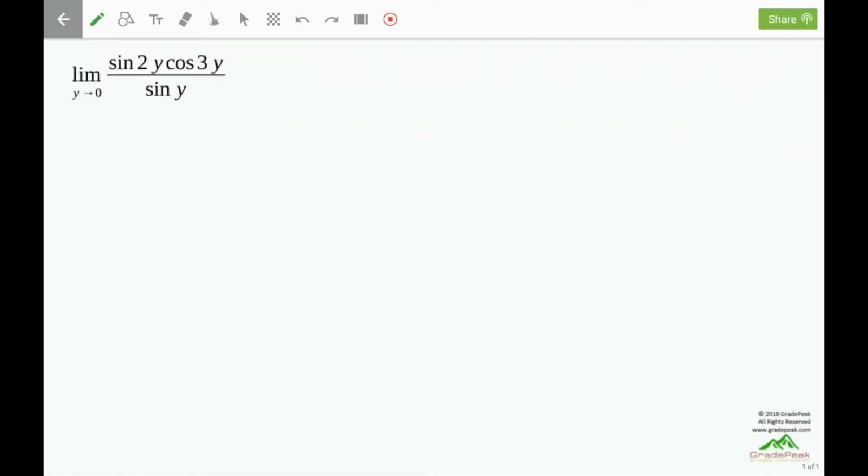The limit as y goes to 0 of sine of 2y times cosine of 3y divided by the sine of y. The first thing we're going to do is try plugging a 0 in for each of the y's. So that will give us sine of 2 times 0 times the cosine of 3 times 0 divided by the sine of 0.